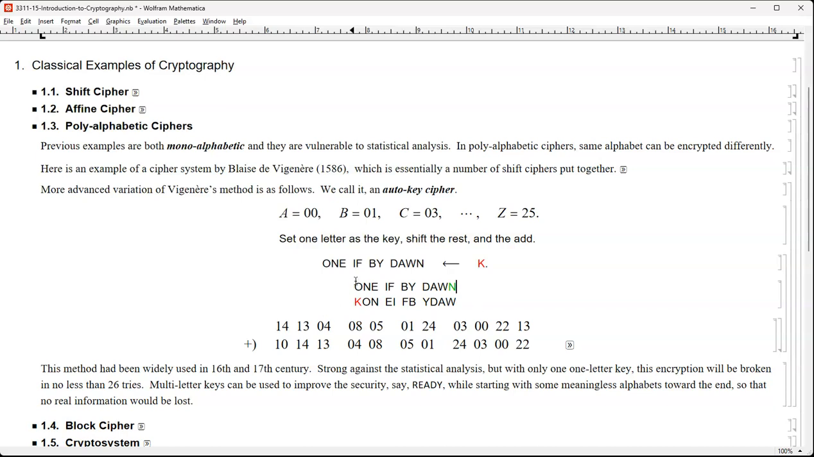And then after this shifting, we just add them up as if we do shift cipher. And then that'll give me, well, let's see, K is 10, as I'm highlighting in red.